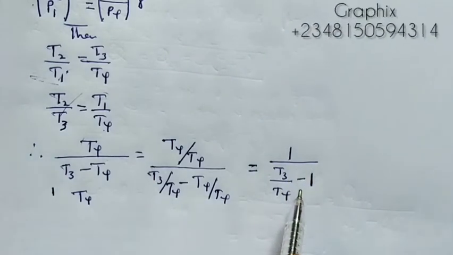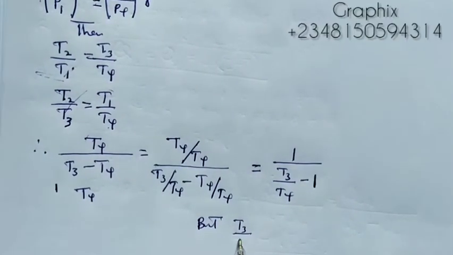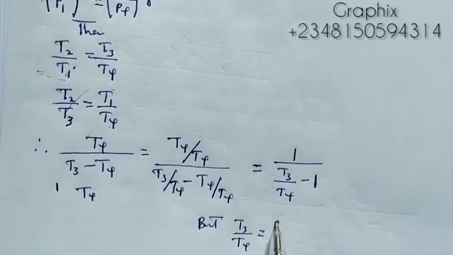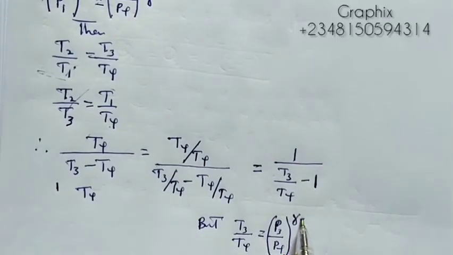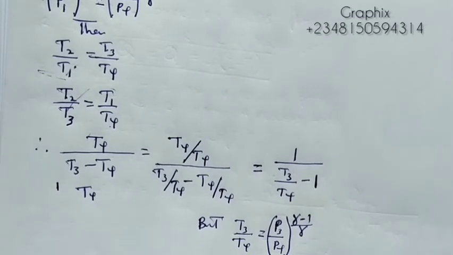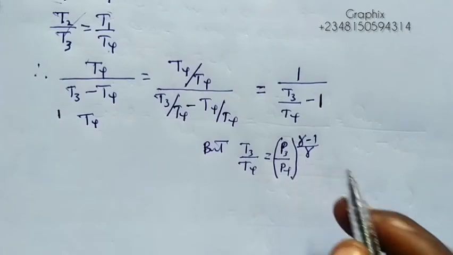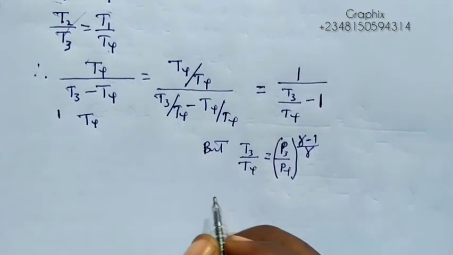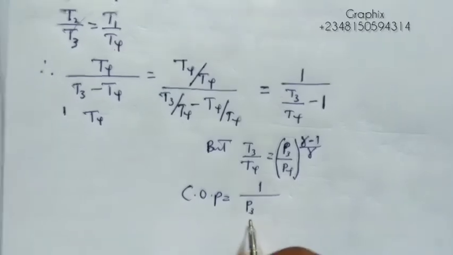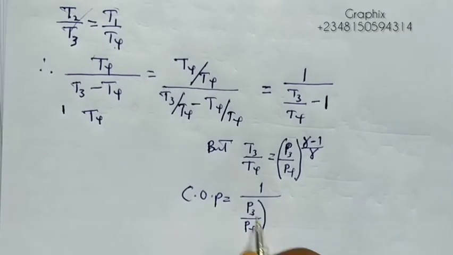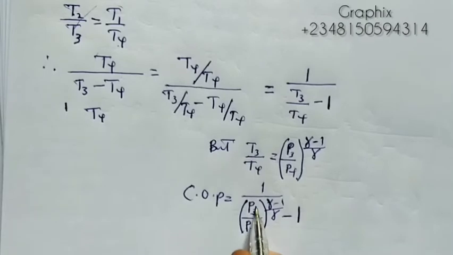But T3 over T4 is equal to P3 over P4 raised to the power of gamma minus 1 over gamma, minus 1 all over this, right? If I move forward, this is our expansion process. So from here I will now have my COP equal to 1 all over P3 over P4 raised to the power of gamma minus 1 over gamma, everything minus 1, and this over this is called our what?